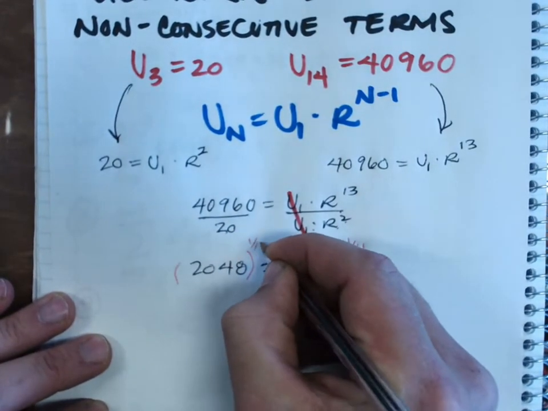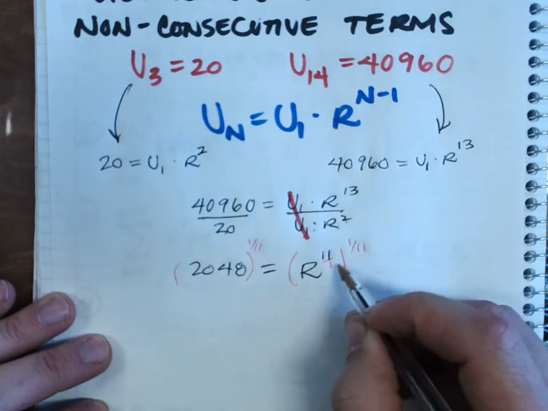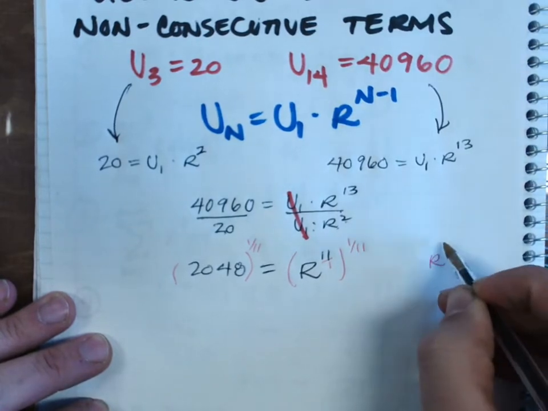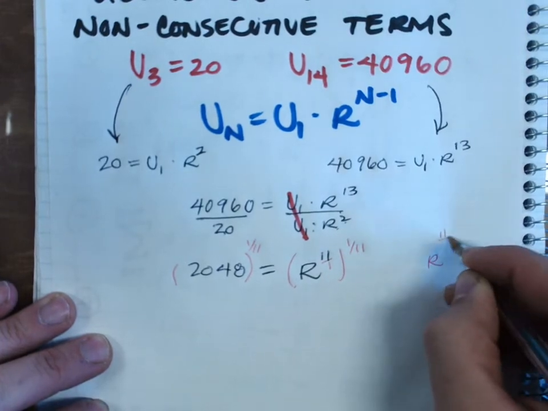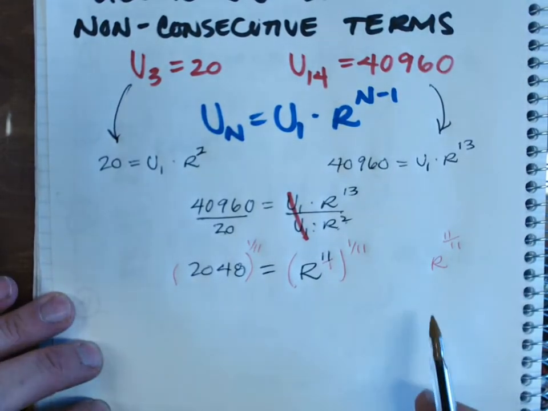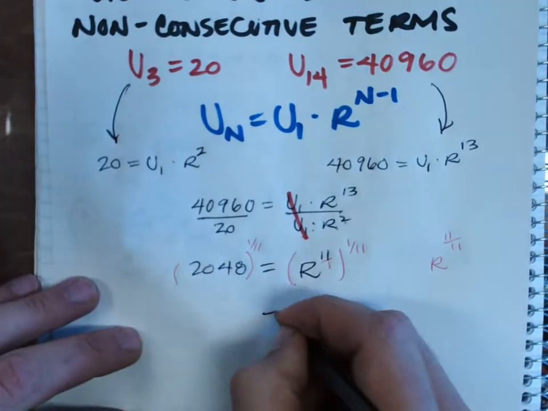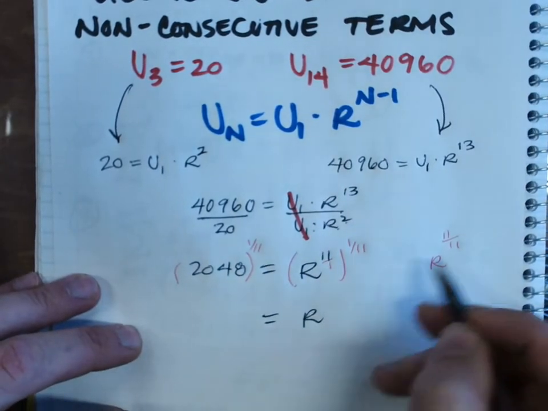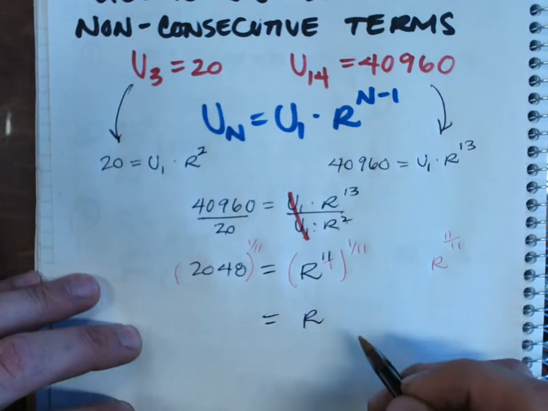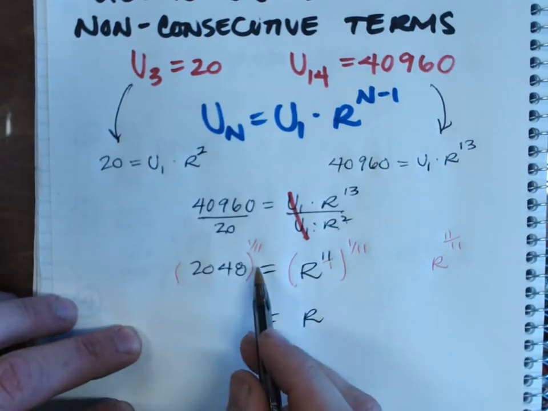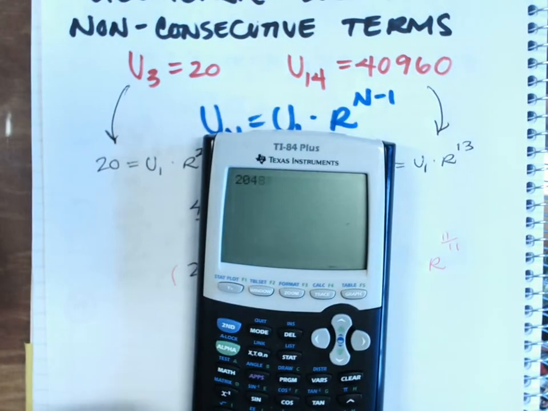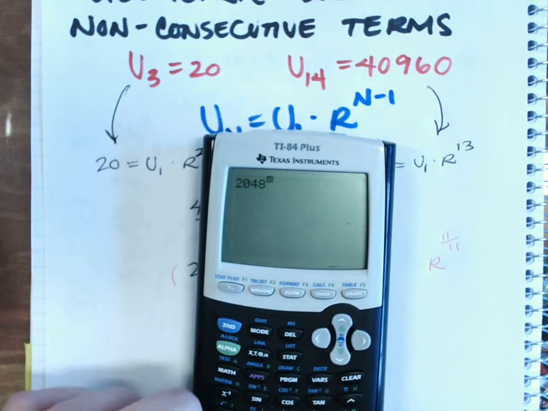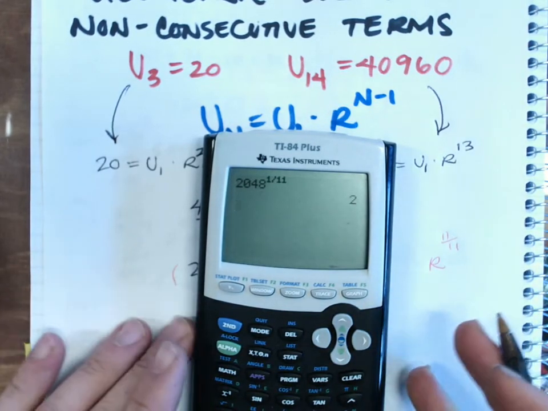The reason being is that when we have a power to a power, we multiply these. And when you multiply fractions, you multiply top to top, bottom to bottom. So it's just 11 over 11, which is 1. If we drop down and rewrite what happens here, that would be r to the first power, or just r. And then we have to calculate this. We'll do that very carefully here. 2,048 to the 1/11th power is 2, which means our ratio is 2.